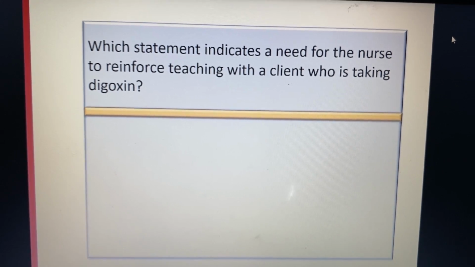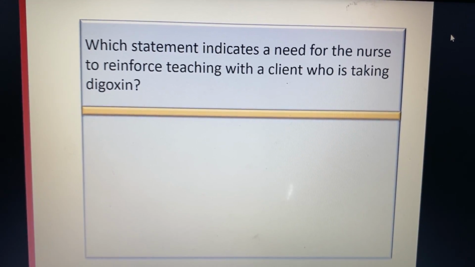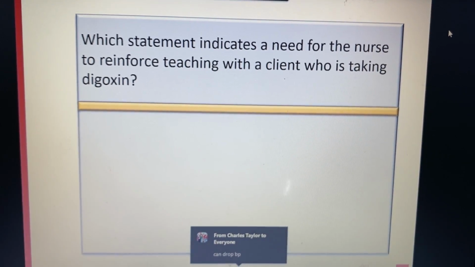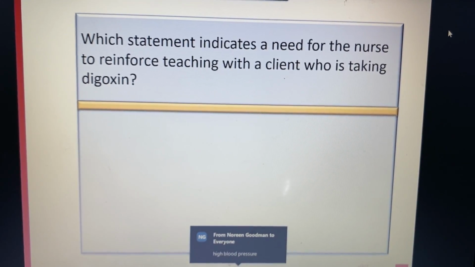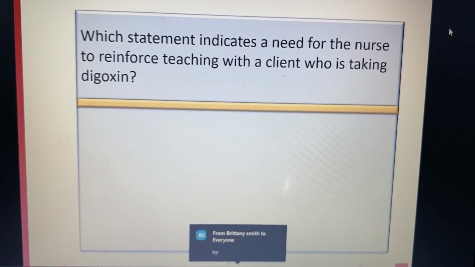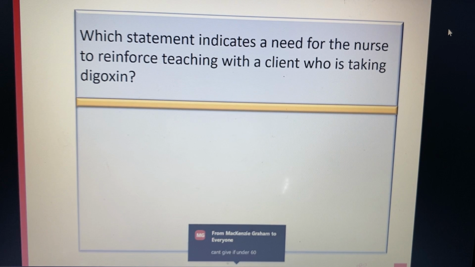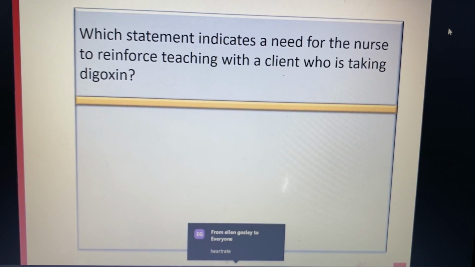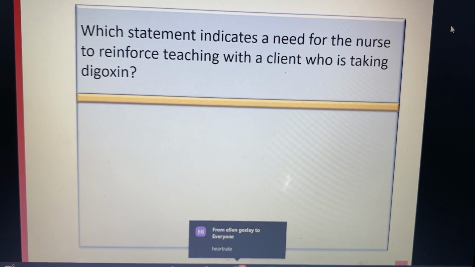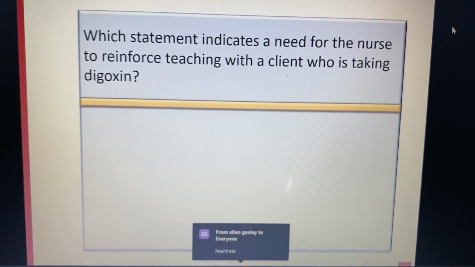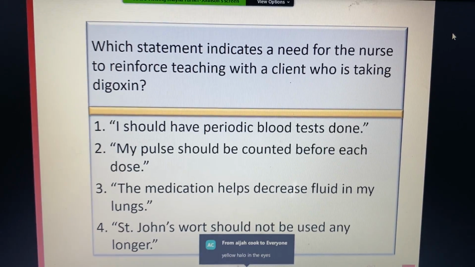Tell me in the chat. What do you have to monitor with digoxin? Heart rate. There's a therapeutic range, so patients can become dig-toxic. All right, let's look at our answers here.